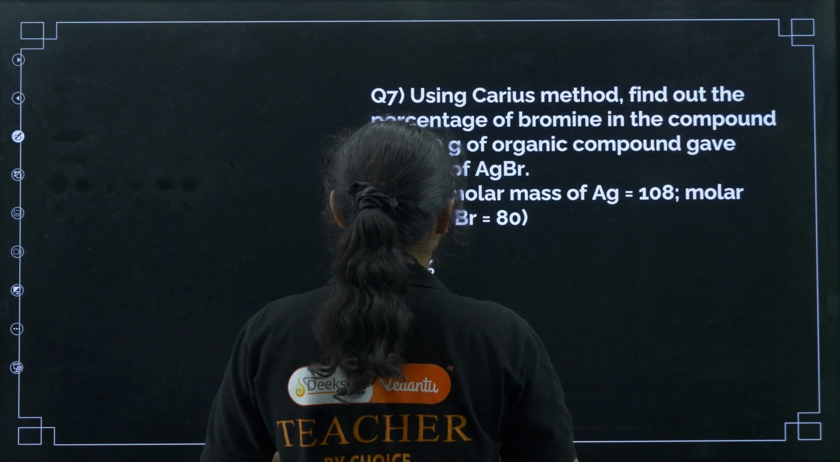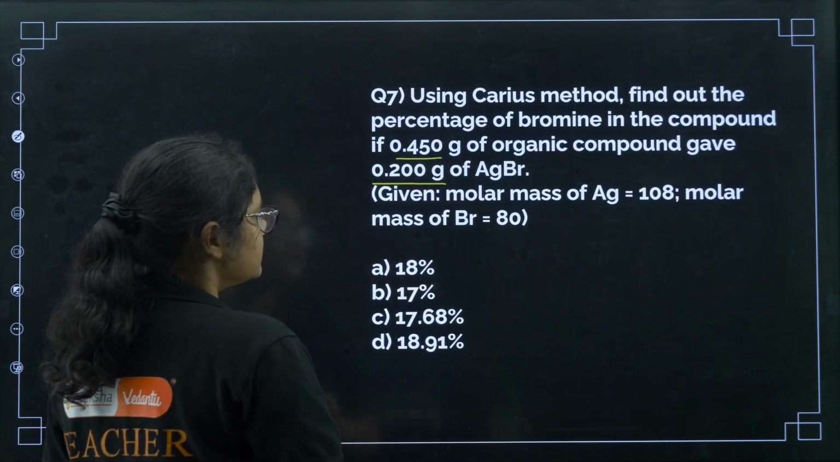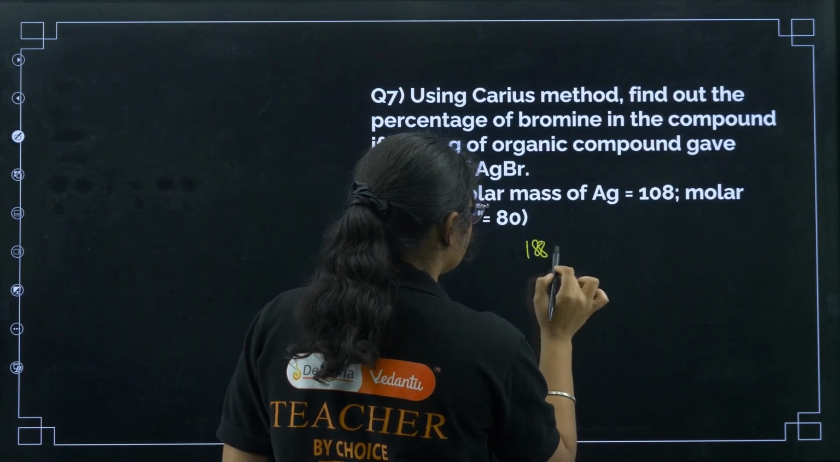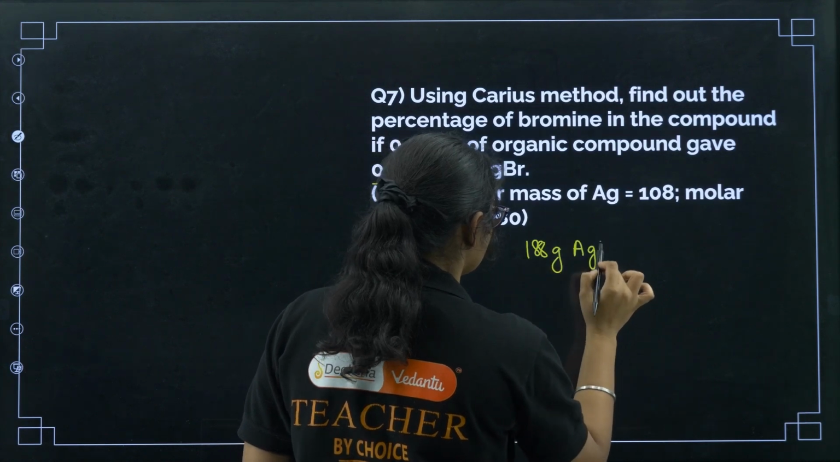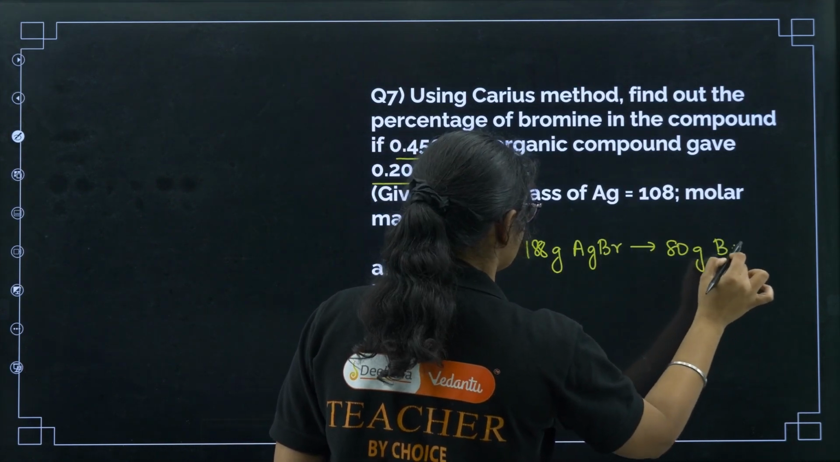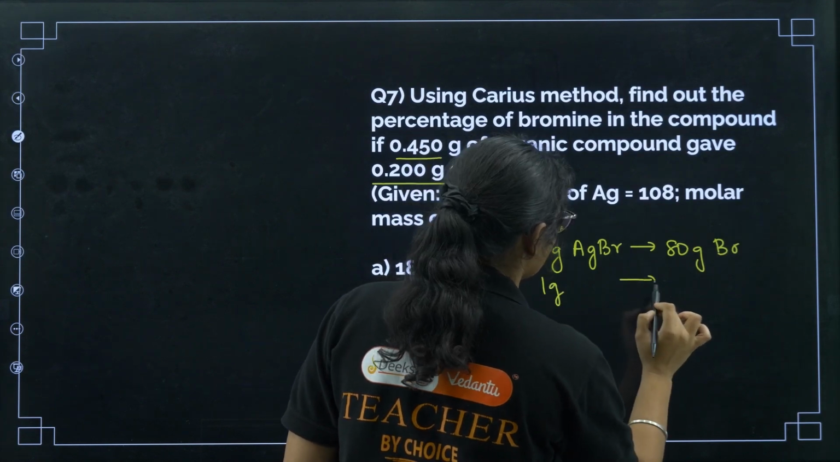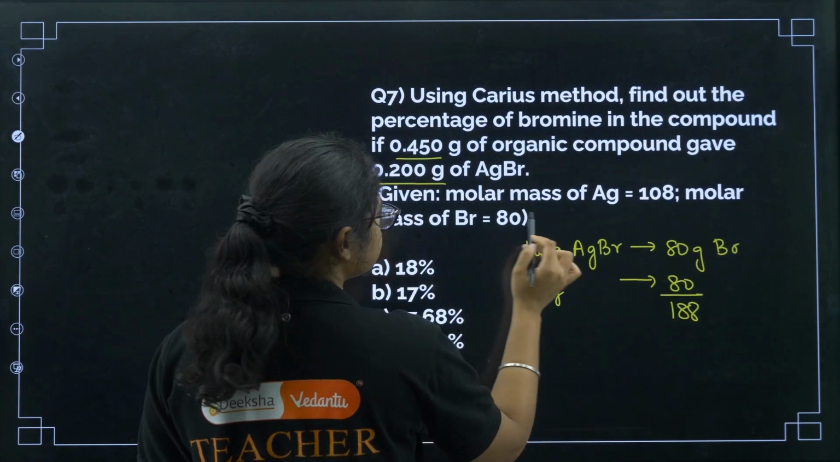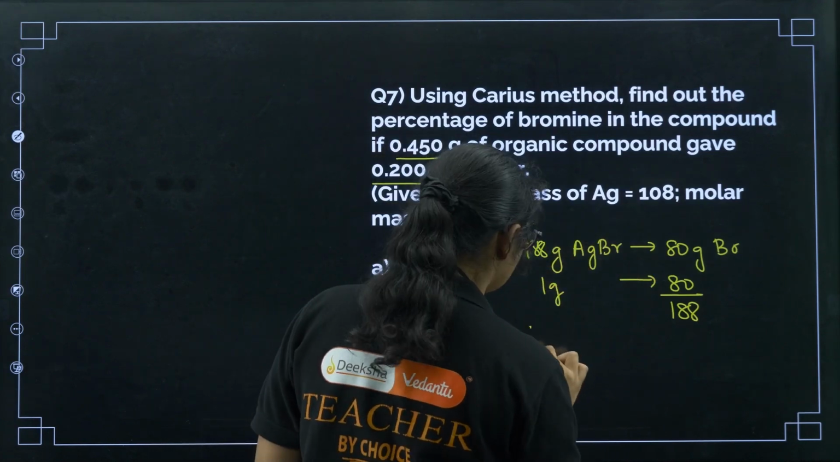Okay. Next, using Carius method, find out the percentage of bromine in the compound. 0.45 gram of organic compound gave 0.2 gram of AgBr. So if you know, in 188 gram of AgBr, how much bromine is there? 80 gram of bromine is there. In 1 gram it will be 80 by 188. Then we have 0.2 gram.